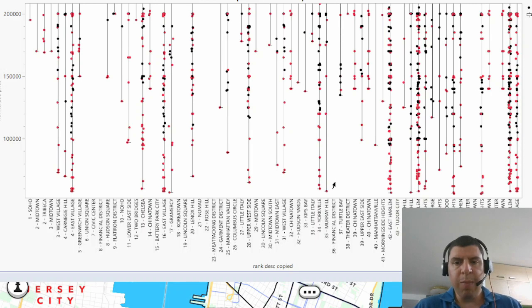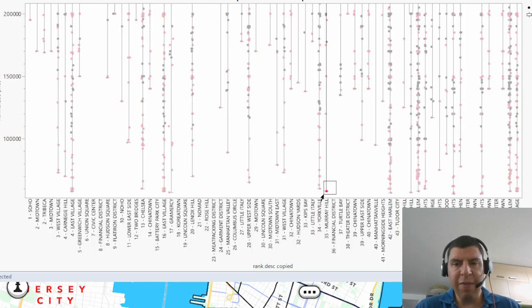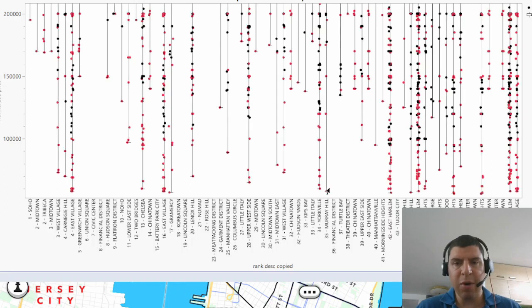So I already showed you the property that I bought, and here on the graph, it's actually this one here. In Murray Hill, it is the cheapest property in that neighborhood, and as I mentioned, it cost $58,000, and that's one of the cheapest properties that are listed for sale in the city itself. Now, how did I get to the conclusion that this is the best one for me to buy?